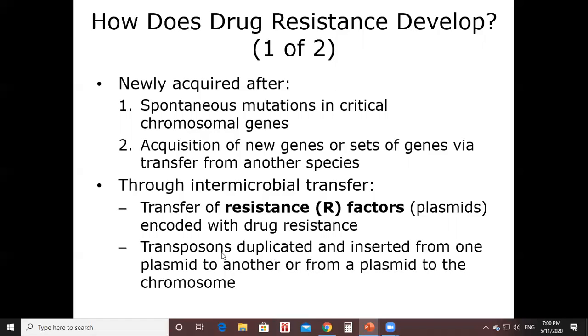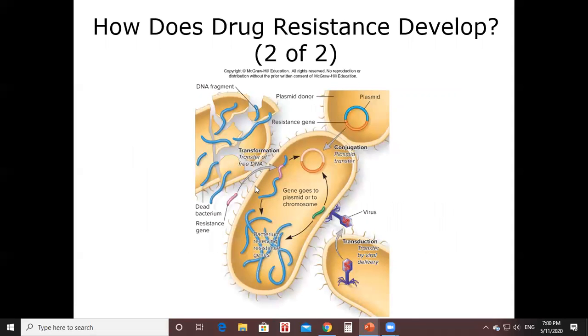So the transposons duplicated and inserted from one plasmid to another or from a plasmid to the chromosome. Okay, let's look at that. So let's say here's a bacteria that is dead. It dies, but let's say it had a DNA fragment that had a resistance gene in it.